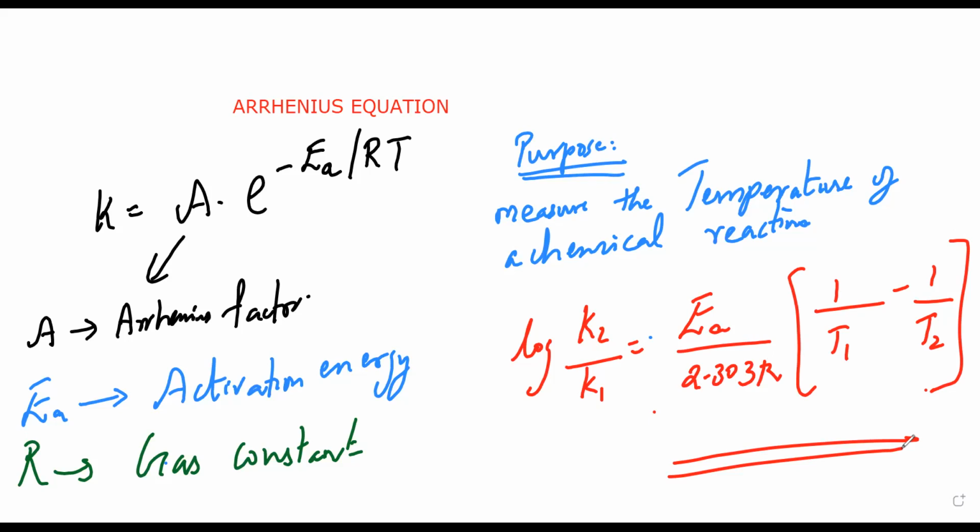Log of K2 by K1. They may ask you what is activation energy. They may ask you what is T1 or T2. They can give one unknown variable and the remaining variables, and then ask you to find the unknown variable. So kindly copy down the Arrhenius equation as well as the log K2 by K1 equation. The two equations, you kindly copy them down.